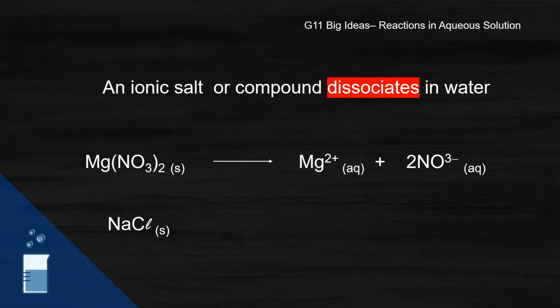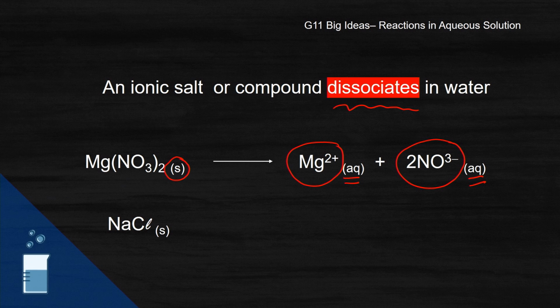An ionic salt or compound dissociates. The big word is dissociates in water. You need to know this terminology. Here's an example. We have a salt, magnesium nitrate, and it dissociates into a magnesium 2+ ion and the nitrate ion. They are aqueous. That means that they are now surrounded by water particles and they are in the aqueous form. You can see that the salt begins as a solid.